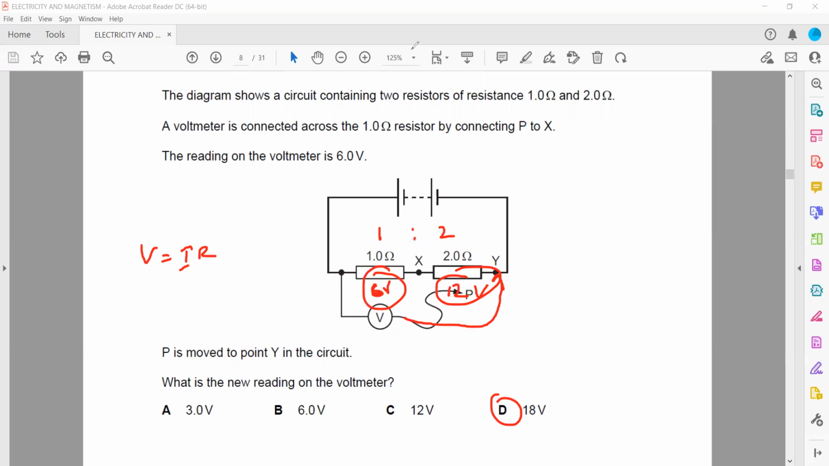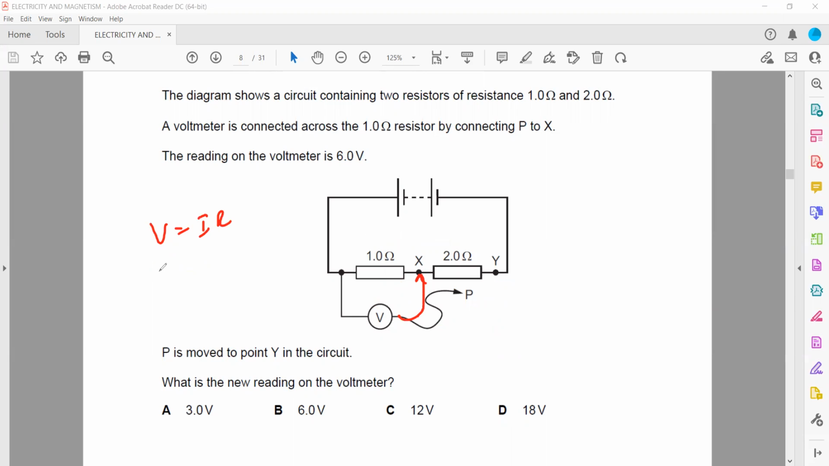Or you can solve another way. First, find the current here. You have the formula V equals IR. V is the voltage, which is 6. I is the current, we don't know. And R is the resistance, 1. So 1 is divided there, so we'll get 6 ampere as the current. So 6 ampere is the current moving through the 1 ohm, and 6 ampere will flow through the 2 ohm.